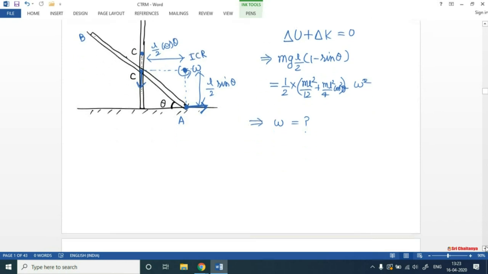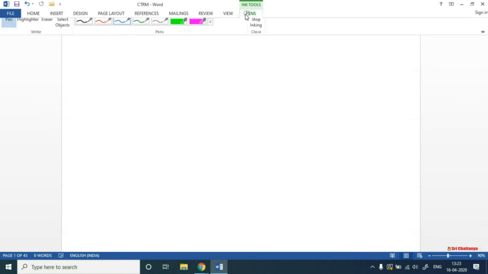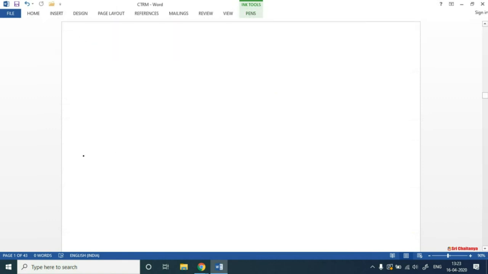One another interesting aspect of this problem I want to discuss with you, since we are dealing with the mechanics of the sliding rod. Let's discuss it here only. Let's say this rod is left to slide, and this surface is frictionless, and the rod will have this orientation here. At any instant, let's say this angle is theta.